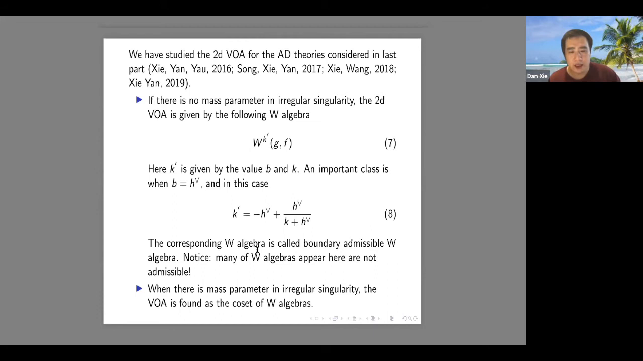This class of W algebras has many interesting properties, but I want to point out that not many of the W algebras appearing in this 4D/2D correspondence are actually admissible. So they are not studied, they're little studied, I would say. But it seems that they're also important. And when there are mass parameters in the irregular singularity, the VOA is found as a coset of W algebras.